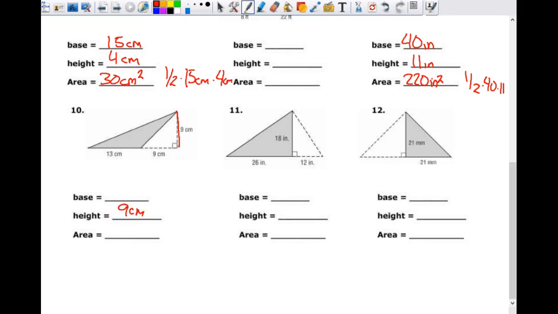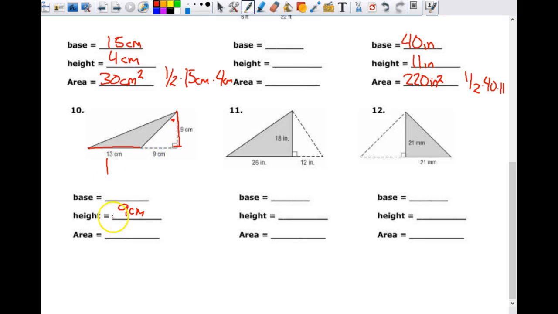What's the base? Raise your hand if you think it's 13. Raise your hand if you think it's 22. Answer's 13. Why is it 13? Only the shaded. If you did 22, you would be including this. But we're not including that, so it's only going to be 13.